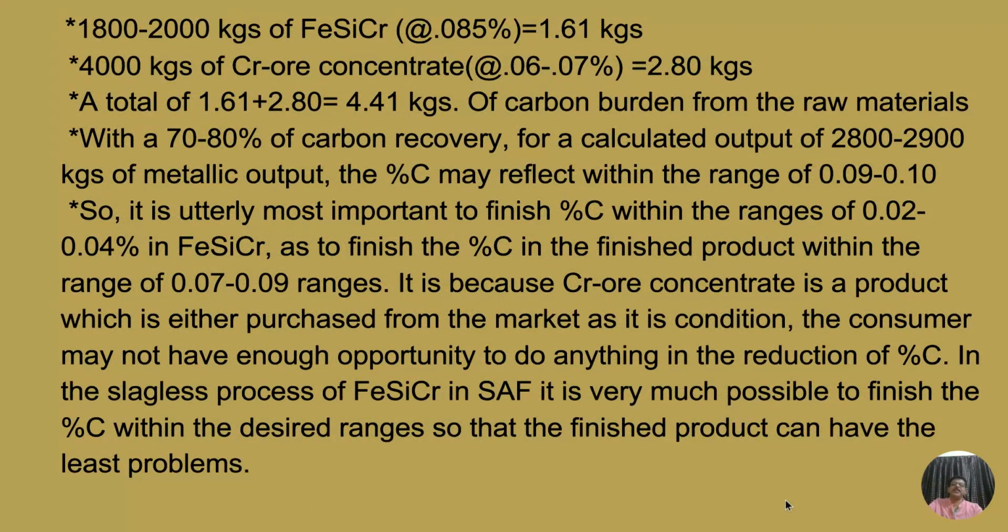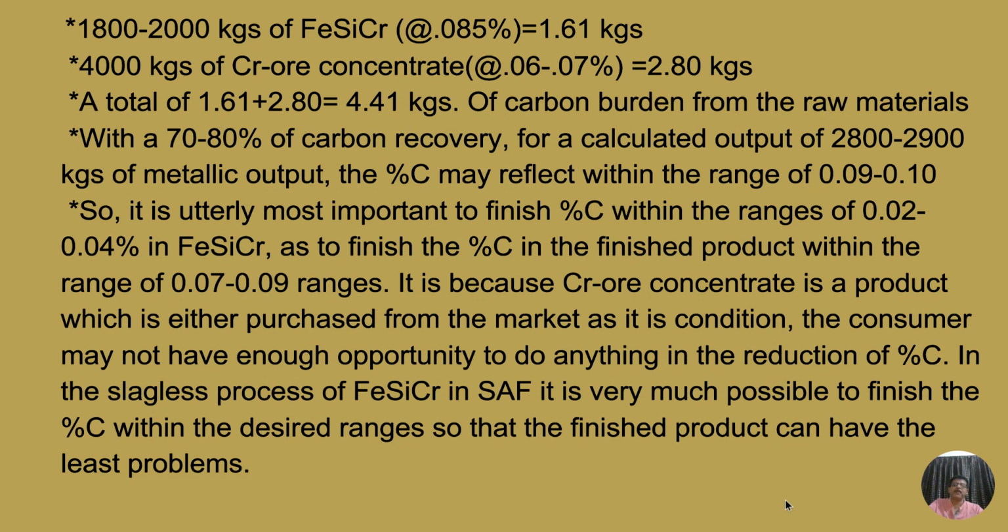1800 to 2000 kgs of ferrosilicochrome with 0.085% of carbon is equal to 1.61 kg. 4000 kgs of chrome ore concentrate will contribute 2.80 kgs of carbon, a total of 4.41 kg of carbon burden from the raw materials, with a 70 to 80% carbon recovery for a calculated output of 2800 kg to 2900 kg of metallic output. The percentage of carbon may reflect within the range of 0.09 to 0.10.